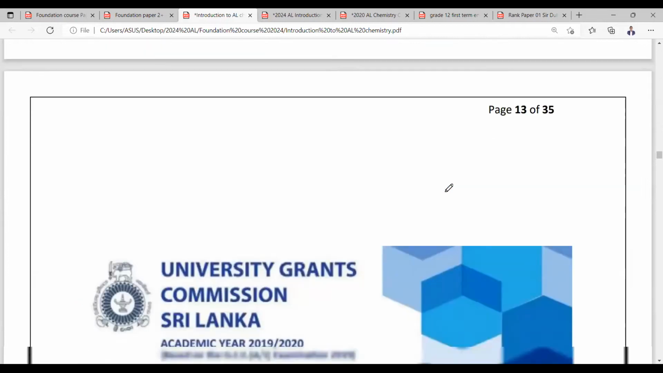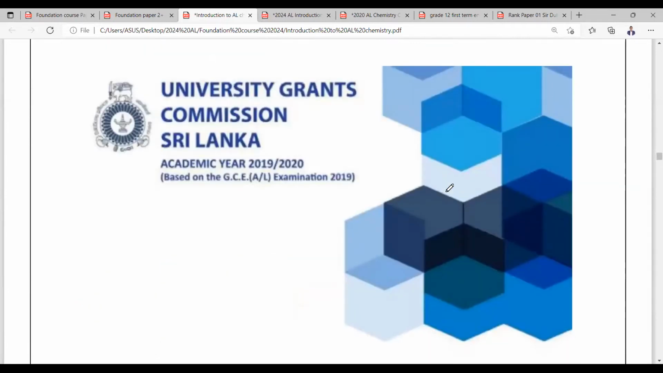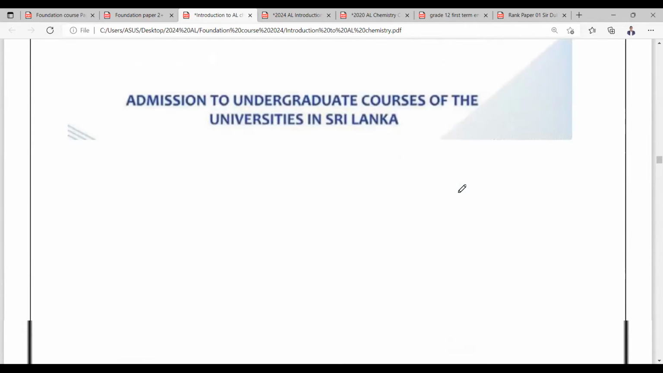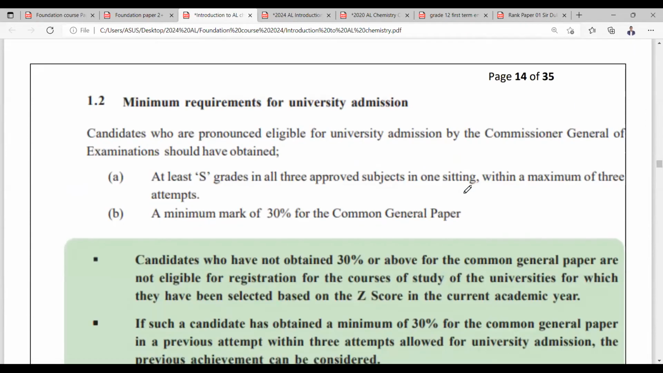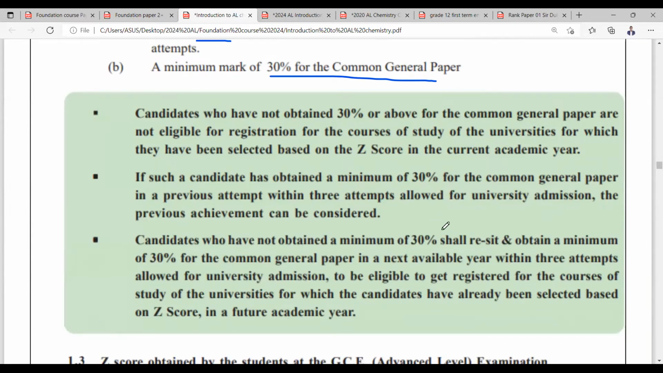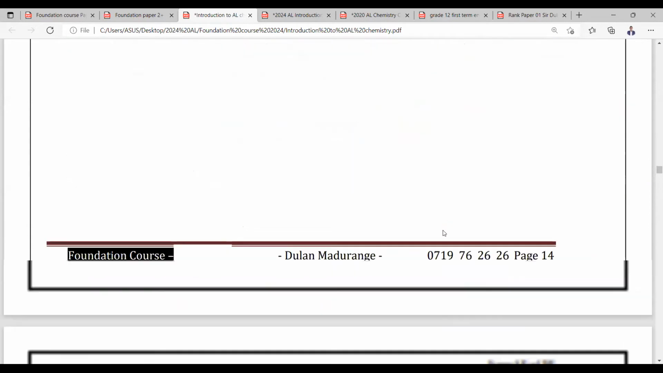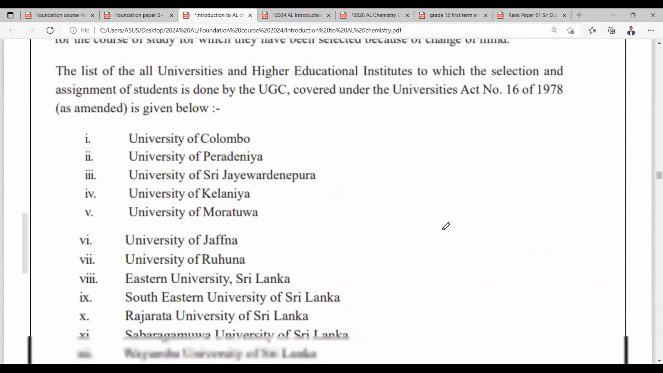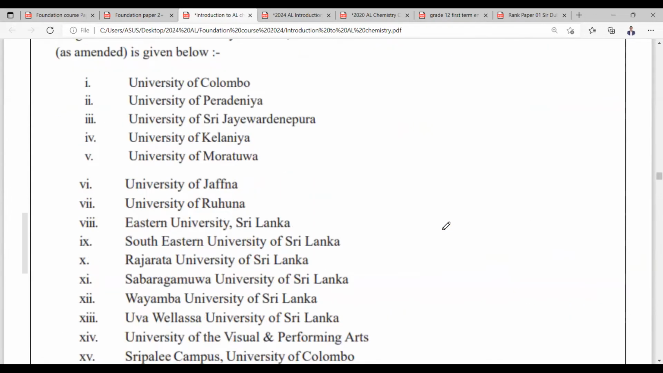And at the same time, I'll be explaining something about the university admission. There's a university handbook like this. In the handbook, they have mentioned that we must have S passes and 30% for the common general test for the university admission. You can read these things further, the requirements for the university admission. And then these are the university list, okay?